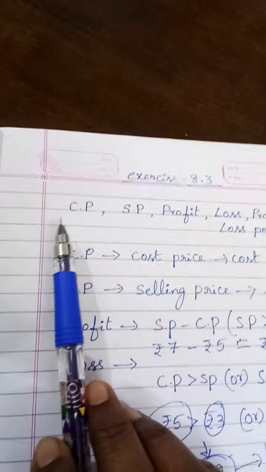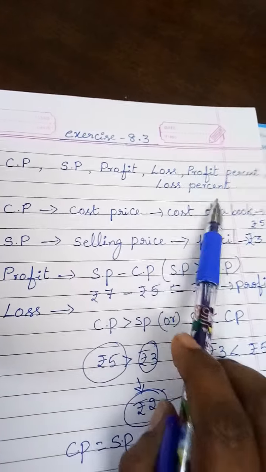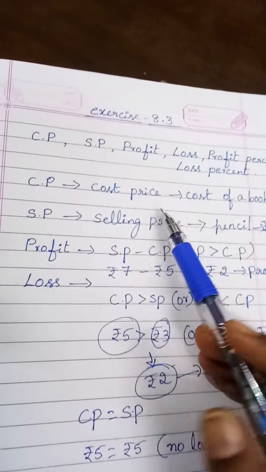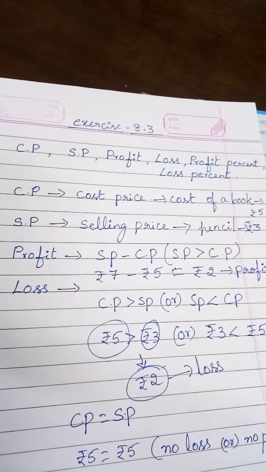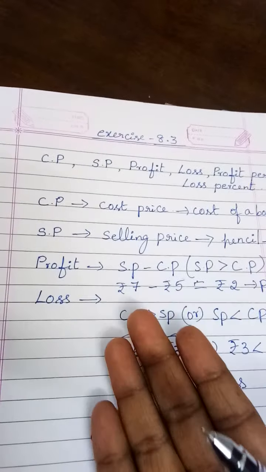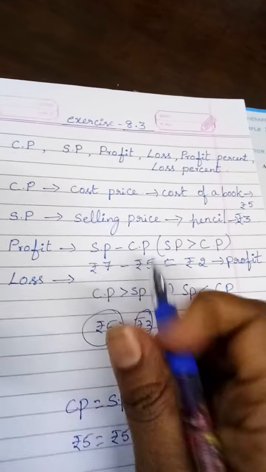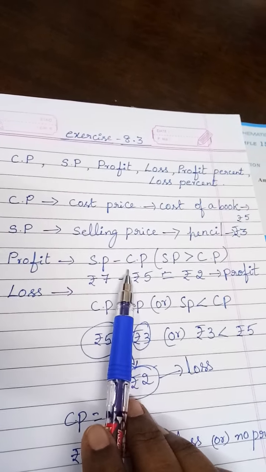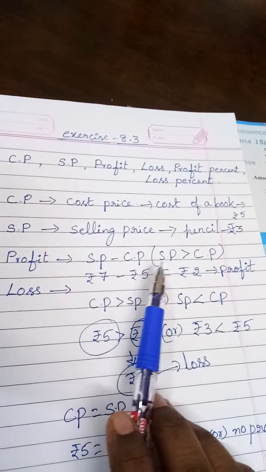So first of all, cost price, selling price, profit, loss, profit percent, loss percent. These are the topics we need to learn in exercise 8.3. Cost price: the cost of your book is 5 rupees. The buying price of any item is known as the cost price, and the selling price of any item is known as selling price, SP. And for profit, selling price should be greater than cost price, so you can write it as SP minus CP, or SP greater than CP.